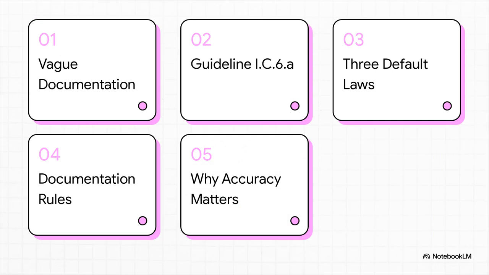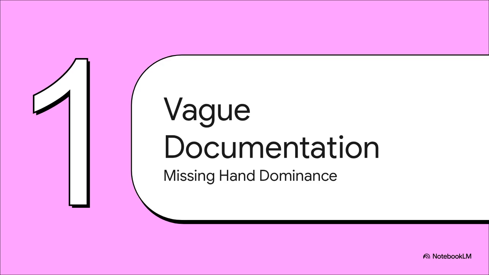Here is our quick roadmap for the session. We'll start with the vague documentation problem, break down exactly what guideline IC6A says, outline the 3 default laws you absolutely have to memorize, talk about when documentation overrides those defaults, and finally, look at why nailing this matters so much for your career. All right, let's jump right into our first section, tackling that vague documentation problem where hand dominance is totally missing.